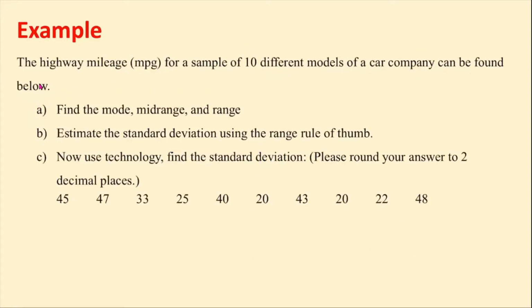Here is the other example. The highway mileage, that is miles per gallon, for a sample of 10 different models of car company can be found below. Here we have that data. And we are asked to find the mode, that is the most repeating data value. If you look at this one carefully, you can see that this data, we have 45, 47, 33, 25, 40, 20, 43, 20, 22, and 48.